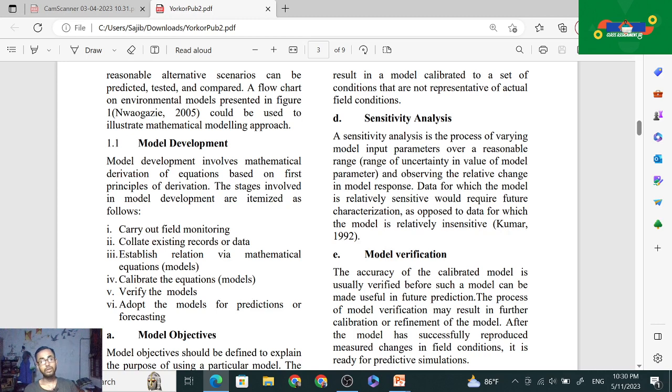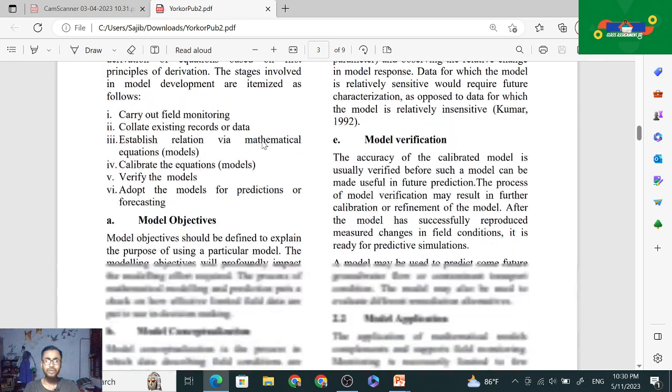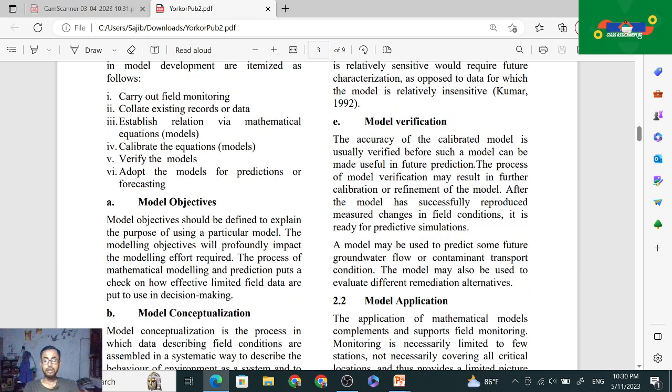Data for which the model is relatively sensitive would require future characterization, as opposed to the data for which the model is relatively insensitive. Model verification: the accuracy of the calibrated model is usually verified before such a model can be made useful in future predictions.